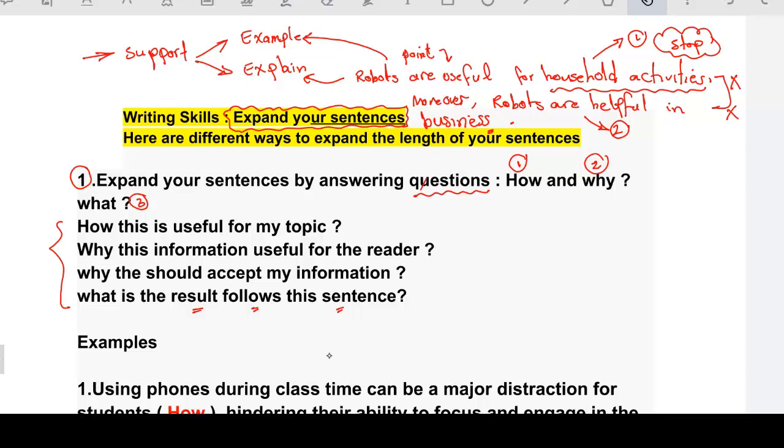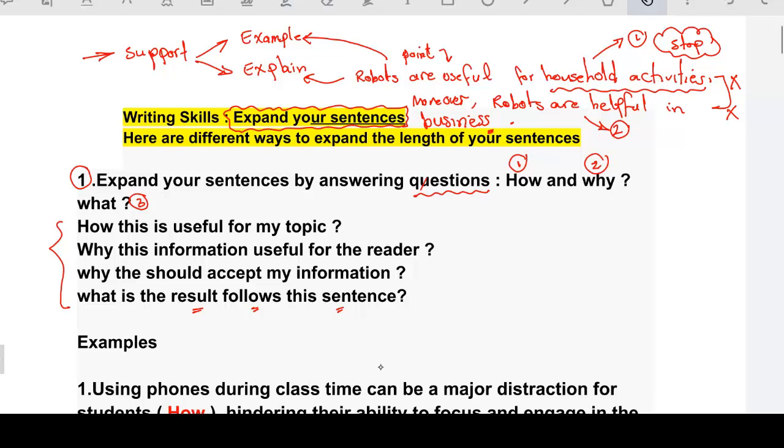How is this useful for my topic? Why is this information useful for the reader? Why should they accept my information? What is the result that follows this sentence? Yes, exactly. So we need to answer these questions when I write a point. Let's take an example for each.